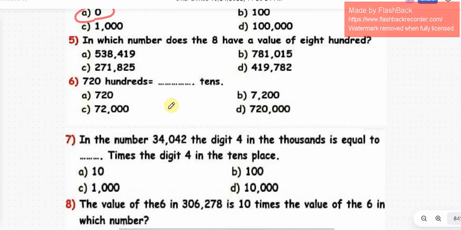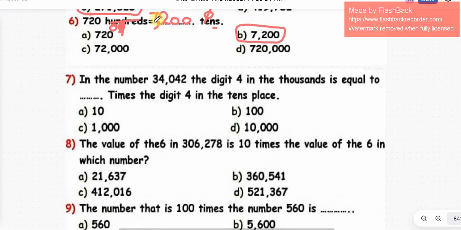In which number does the 8 have a value of 800? In which number here the 8 is in the 100 place? The 8 here in the 100 place. Here 7 hundreds 2 tens. When you see any word, change it with zeros. Change 100, put 2 zeros. And here the word tens will take 1 zero. Cross this, cross this. Now what do we have? We have 7, 2, 0 and 0, comma, 7,200.